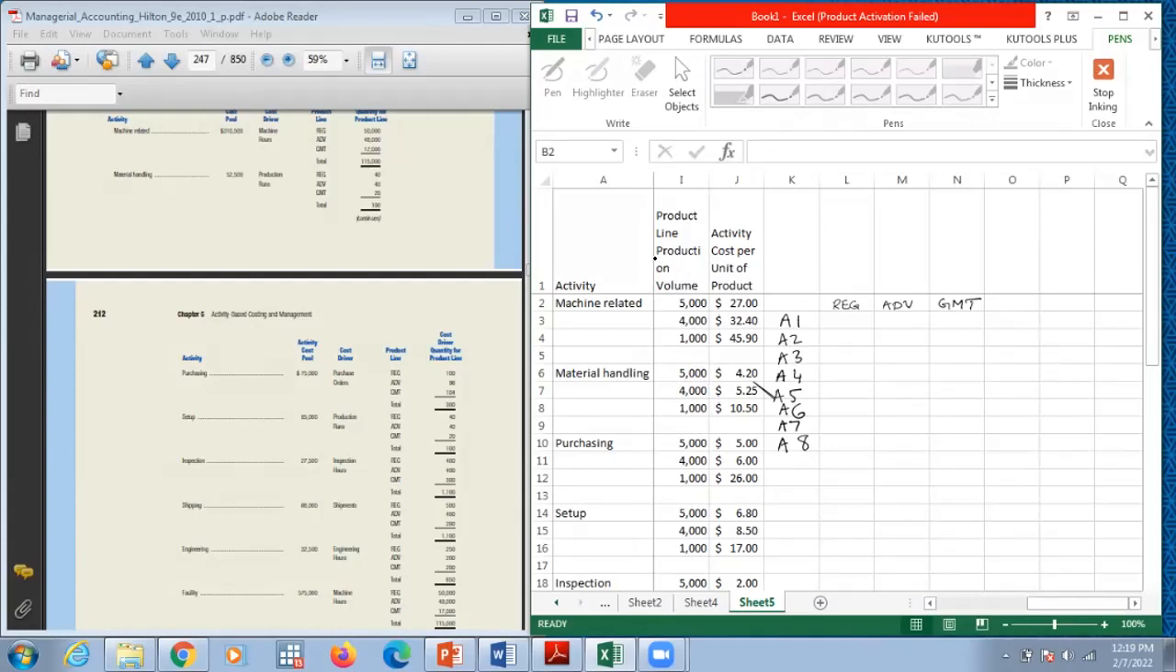Now for each product, this is product A, product B, product C, or regular, advanced, gourmet, we're going to make the list. So for activity 1, regular has a cost of $27. Advanced has a cost of 32.4. Gourmet has a cost of 45.9. Material handling, that's 4.2, 5.25, and 10.5. This is literally like copy pasting. So don't worry about anything, just do it carefully and correctly. 5, 6, and 26. And we've got 6.8, 8.5, and 17.